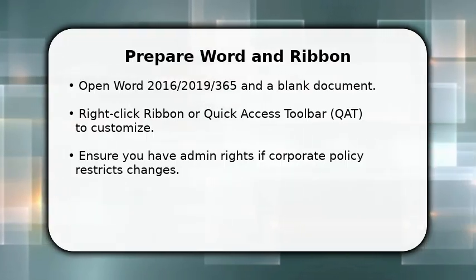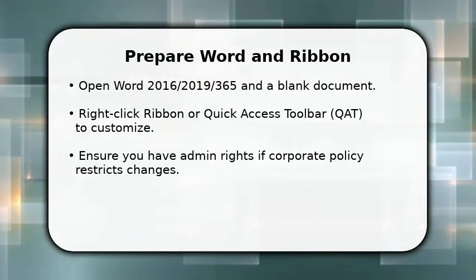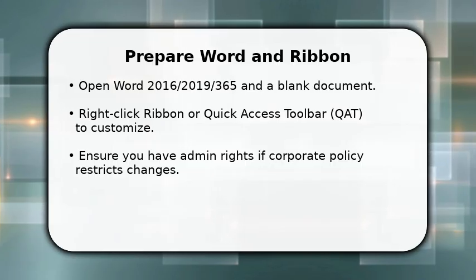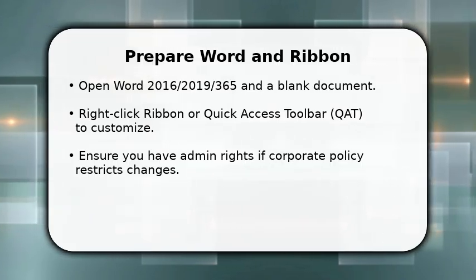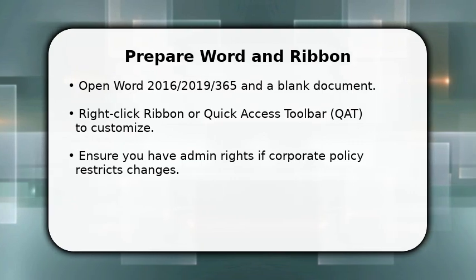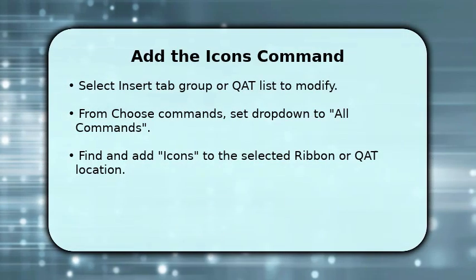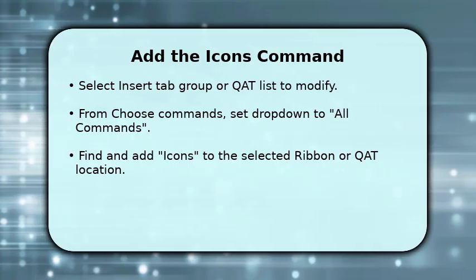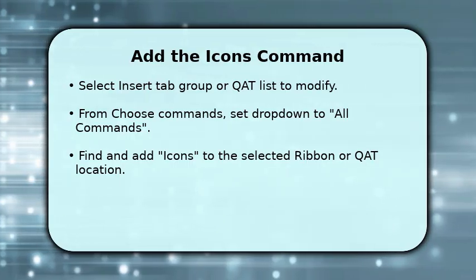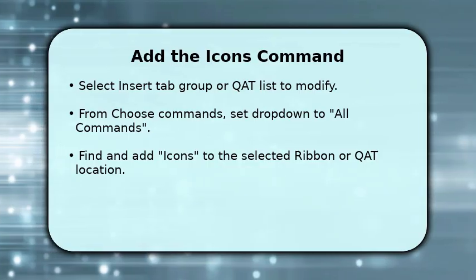You need enough permissions, so if a corporate setting blocks edits, sign in with an account that can change settings. This gets you immediately to the control panel for adding the icons command. You now pick the target. Either add icons to a ribbon group under Insert or place it on the Quick Access toolbar for one-click access.